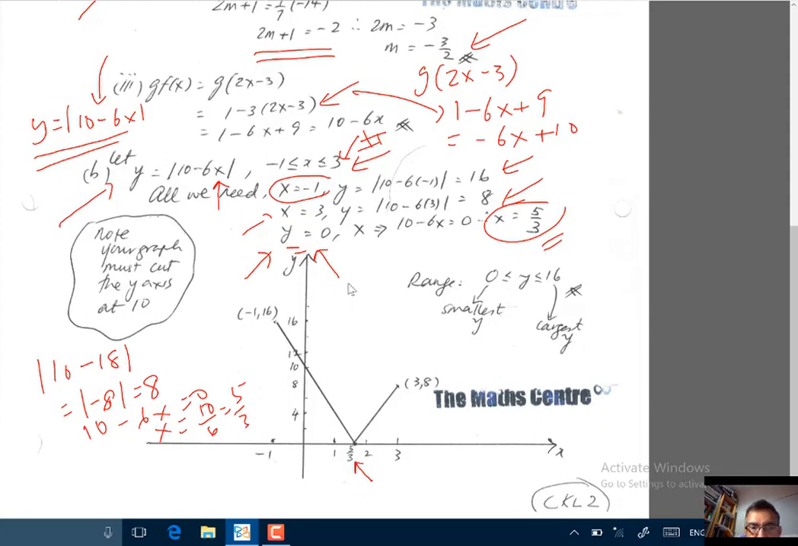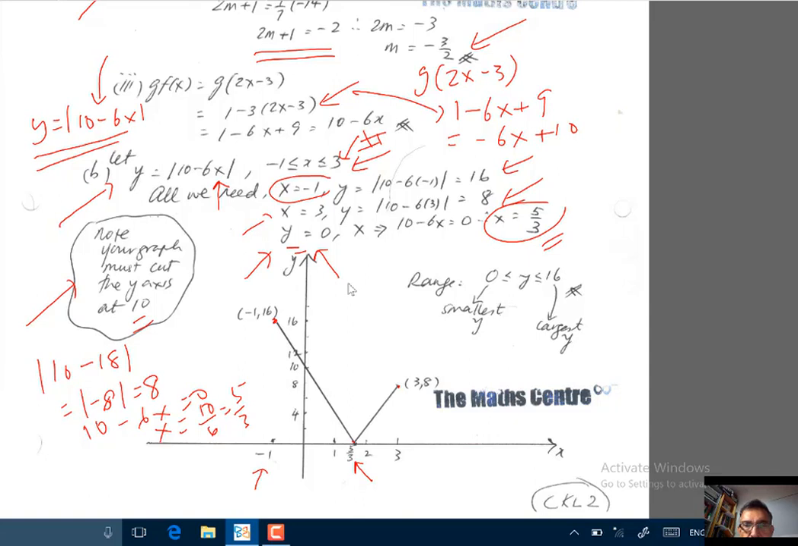Okay, x negative 1, y is 16, this is one point. When x is 3, we have y is 8, this is another point. And when x is 5 over 3, y is 0, this is another point. Just join them, and we get our graph. Please make sure that your graph cuts the y-axis at 10, because on the y-axis, x is 0. So when you plug x is 0, you will get y equals 10. So make sure it cuts the y-axis at 10. That's what I made a remark here. So we are done with the graph.